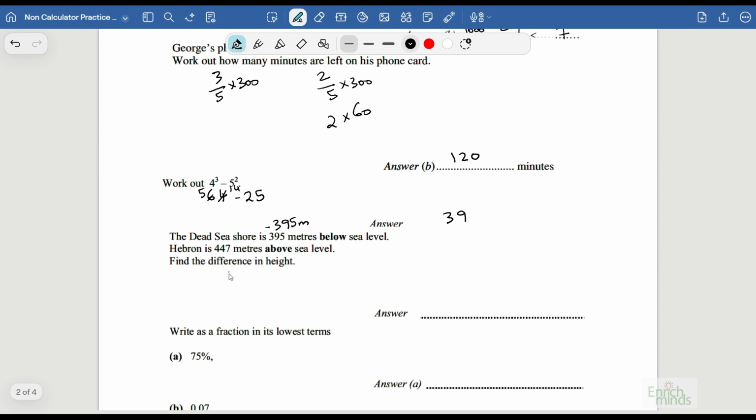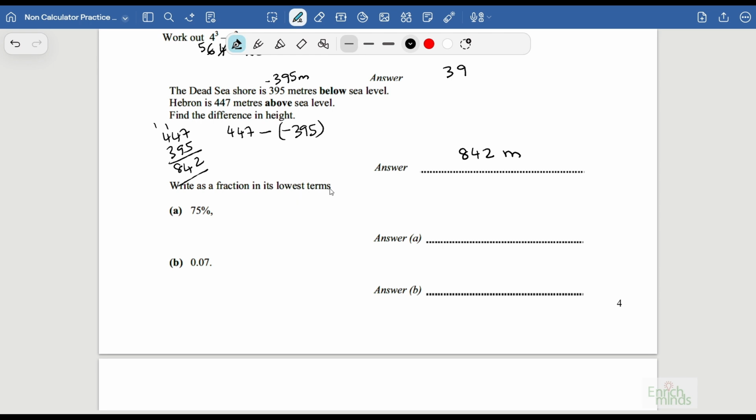From 447, when you're finding the difference, you take away this minus 395. It's as good as adding 395 to 447, because you're subtracting a negative number from another number. So this will be 447 plus 395. 7 plus 5 is 12, and 9, 10, 14. That's an 8. So it's 842 meters. The difference in the height of these two places is 842 meters.